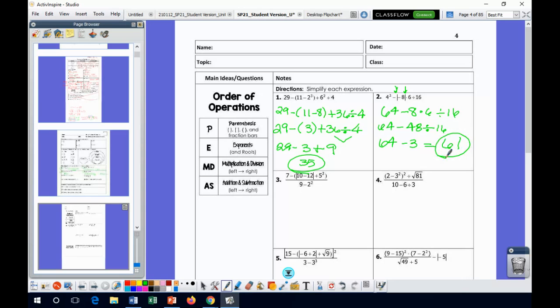Now this next one is amazing. This next one has a couple of different things for us. This next one has a numerator and a denominator. When you have a numerator and a denominator, I want you to think about it like this.